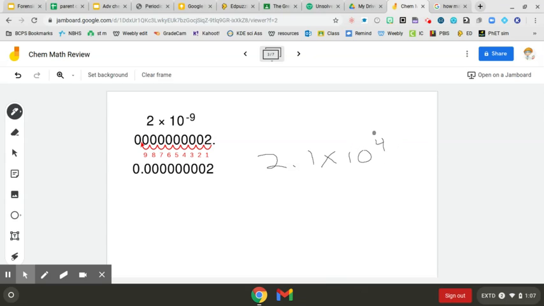Well, I know it's going to be a number bigger than 1 because this is positive. So I'm going to move the decimal 4 places. And to make it bigger than 1, I'm going to move it this direction. So 2, 1. So I get 1 place to get it past there. And then 3 zeros after that. So I moved it 1, 2, 3, 4 places. Right? Good. You try this one.